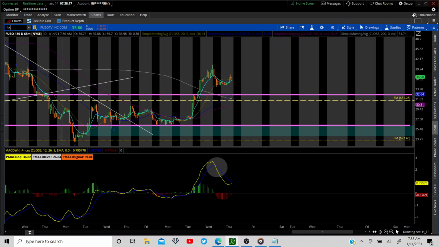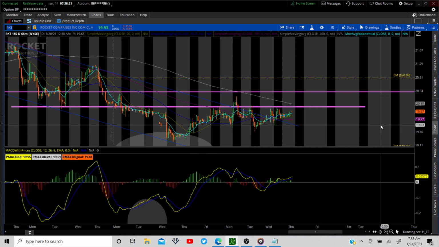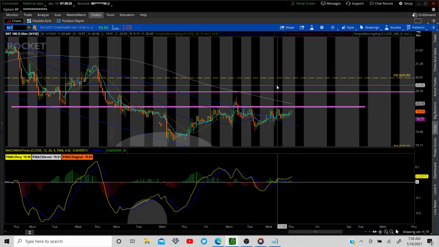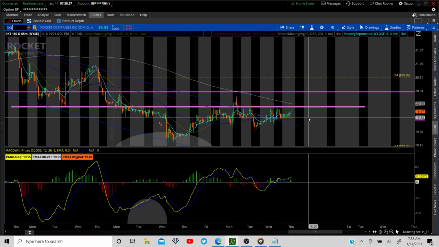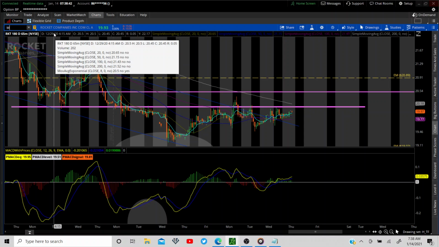Rocket, just not playing in the short term very well with us. But this is our long term. This is also our 2021 play of the year. We think Rocket is going to do super well when we come out of all this uncertainty with the housing and all these interest rates are all over the place. So looking at Rocket in the short term should give us something really soon here.